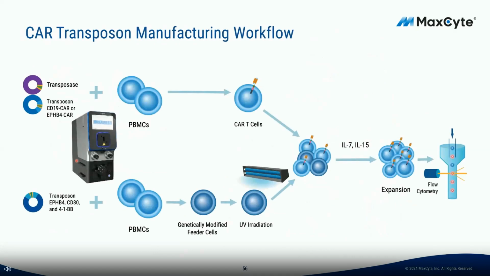So his process involved electroporating PBMCs with a DNA plasmid for the transposase and a transposon, either expressing CD19 CAR or EPH before CAR T. And then he also electroporated autologous feeder cells to present the antigen. So he would irradiate the feeder cells, co-culture with the CAR T cells, and then expand the cells for about 14 days.